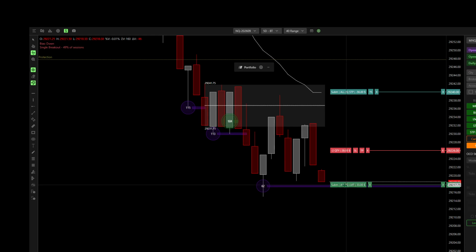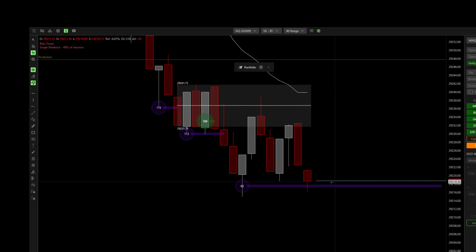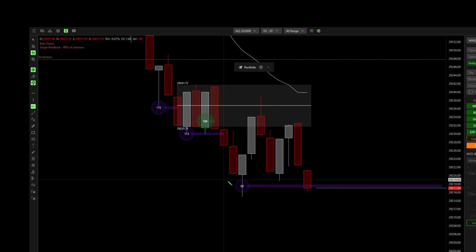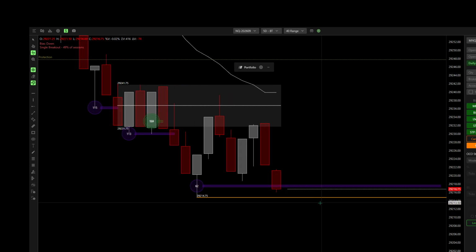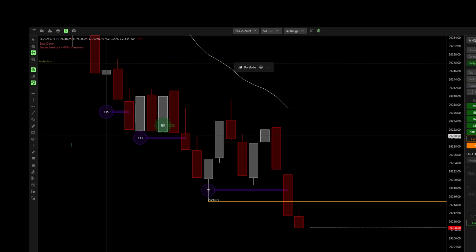All right, so looks like we might hit our target here if we're lucky. Beautiful. See how we interact with this low. All right, so we swept the low.